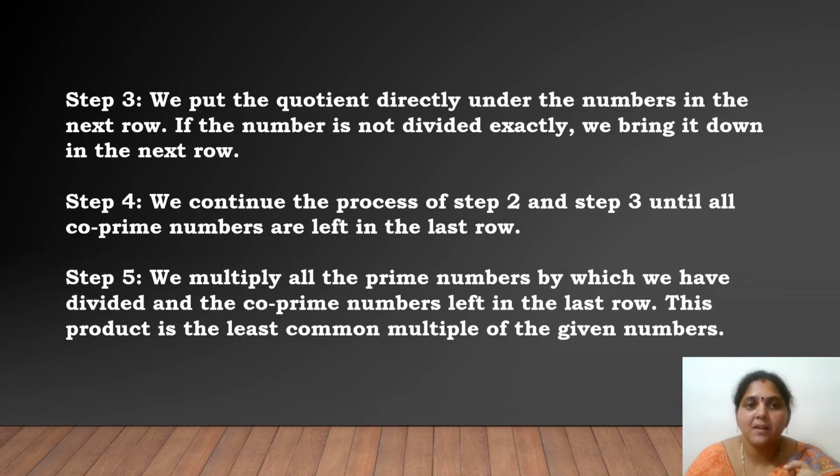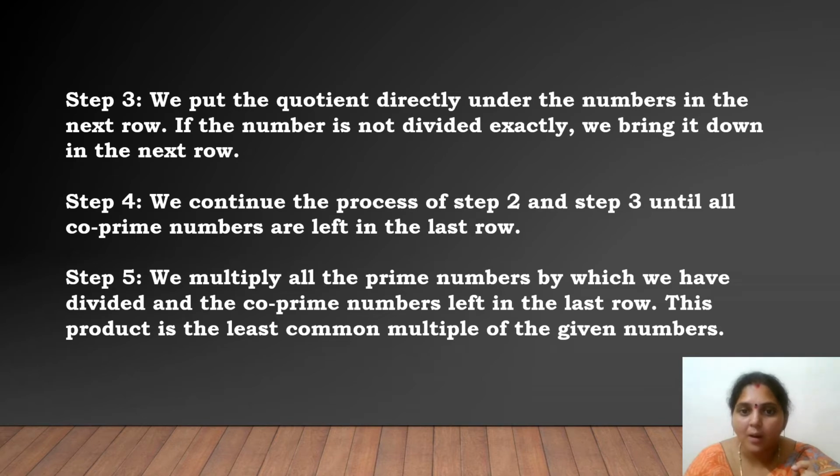Now, step 3 we will see here. We put the quotient directly under the numbers in the next row. If a number is not divided exactly, we bring it down in the next row. As I showed you before, if the number is dividing in the table, we write the divided number down, and the number which is not divided will be taken down directly. We continue the process of step 2 and step 3 until all co-prime numbers are left in the last row.